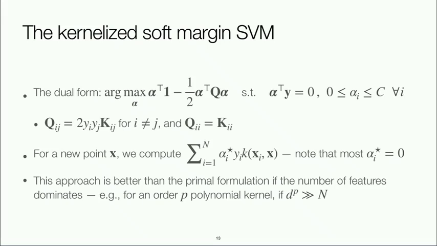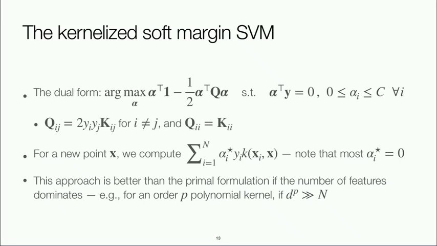This approach is going to be better than the primal formulation if the number of features starts dominating. And remember, we said, why would that ever be the case? Why would we ever have a number of features greater than the number of data points? Well, the answer is you might have that, at least implicitly, if you start using these featurizations. If you start using a quadratic featurization of your original data, or a cubic, or something even much larger.